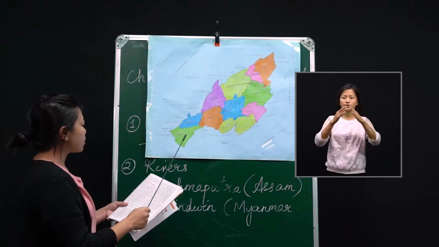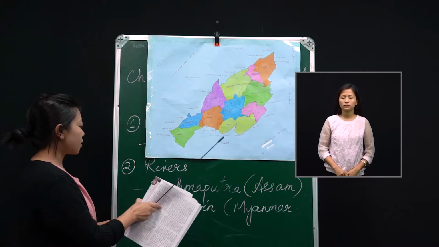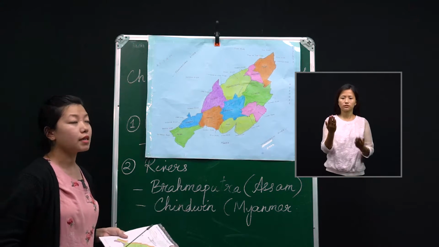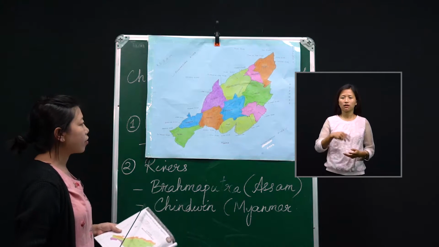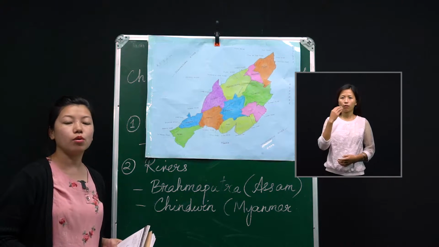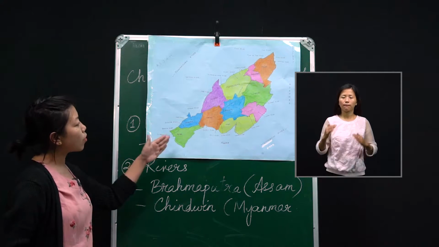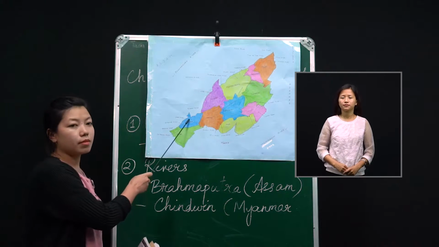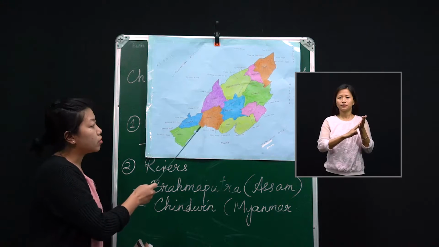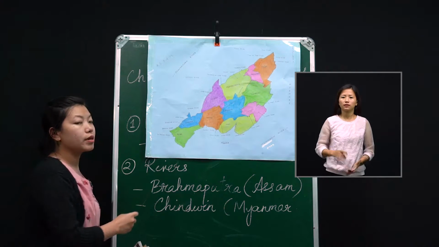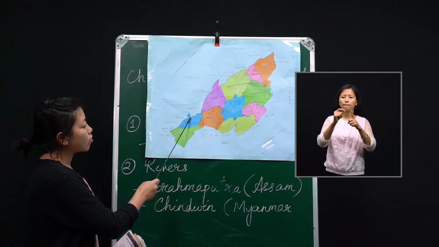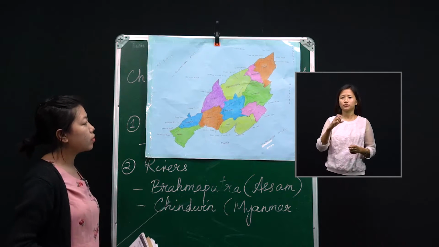Now these lower mountain ranges, you can see in your textbook, are colored in orange. Some of the important places of these low mountain ranges are Chumukedima, which is in Dimapur. This is the place where the British set up their outpost, here in Chumukedima in Dimapur.